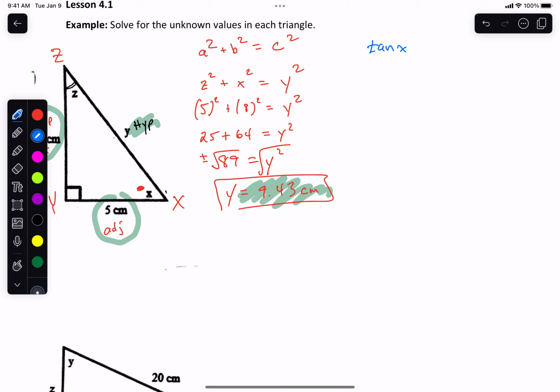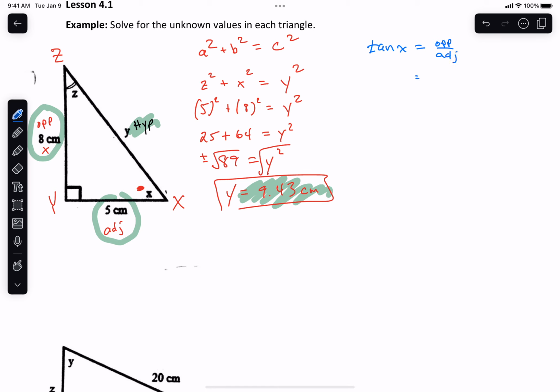So the tan of angle x is going to equal opposite over adjacent.